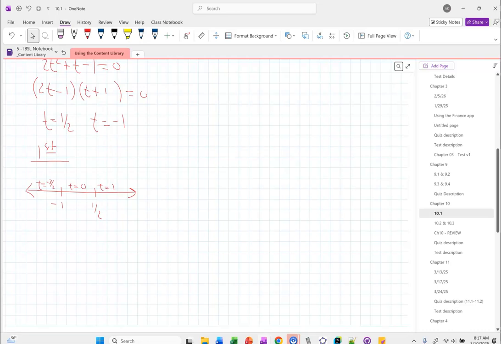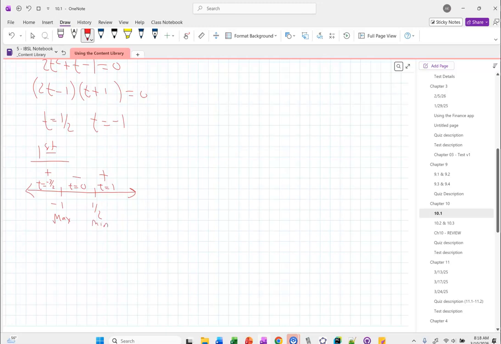When I plug negative 3/2 into this, I'm going to get a negative here and a negative there, so that's going to be positive. When I plug 0 in, I get a negative times a positive. It's negative. When I plug a 1 in, that's positive times a positive, that's positive. So if I go from increasing to decreasing, that is a maximum. And then from decreasing to increasing, that is a minimum.